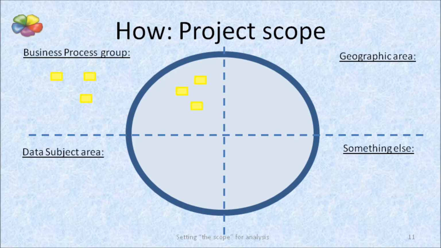The main work of the method is to decide whether a particular piece is inside or outside the scope of the proposed project. The technique documents what is inside the proposed scope and what is outside and why.